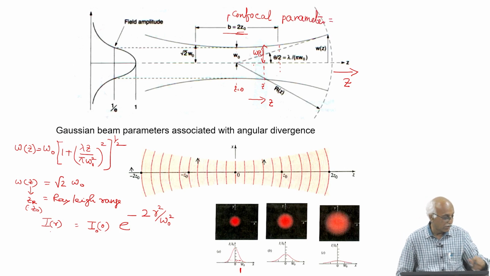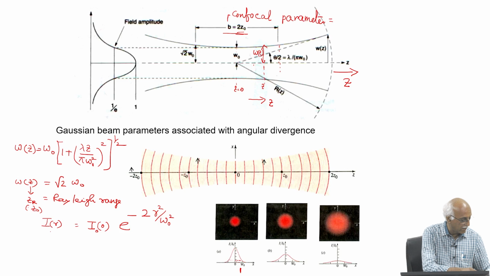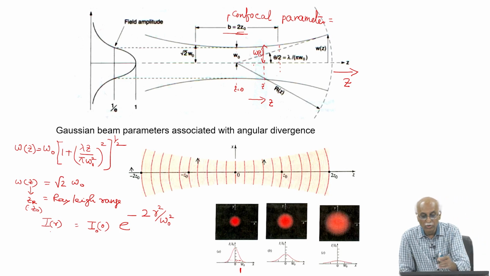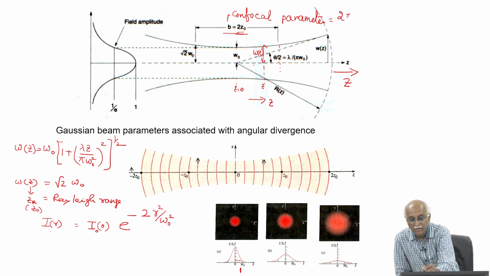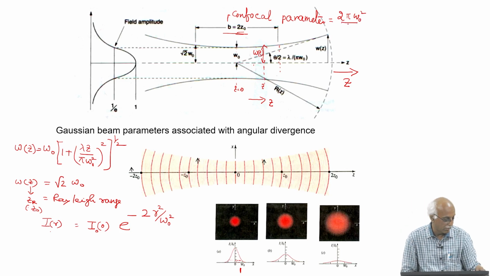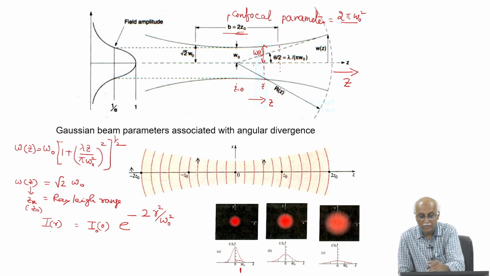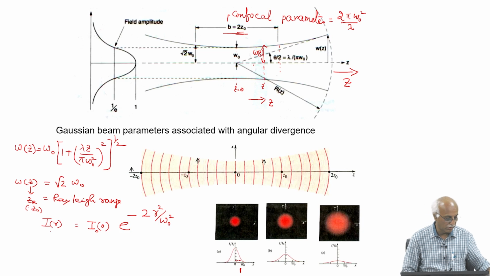Which we derived approximately. The confocal parameter is equal to 2 pi w0 square by lambda. That is the confocal parameter. So that is what we learn.